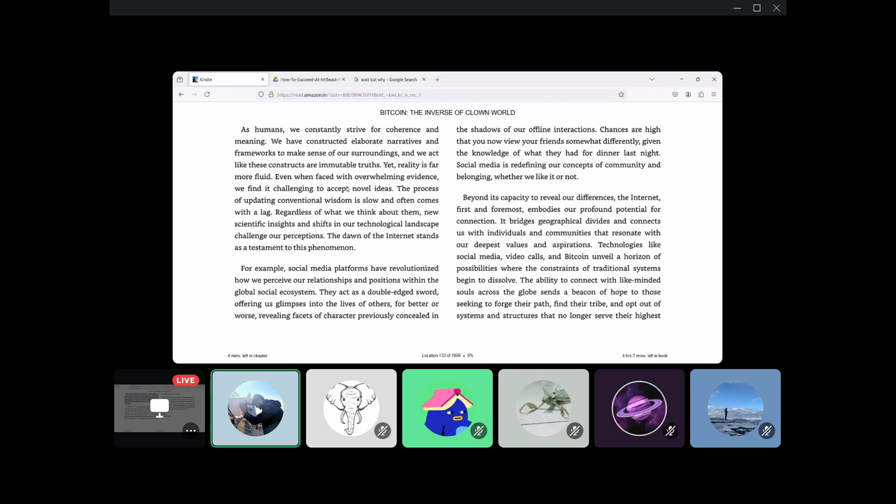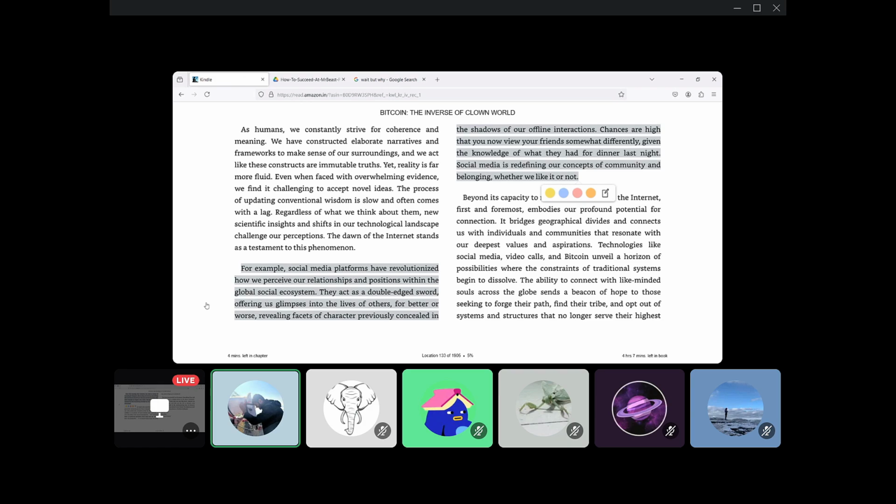But yeah, this tells us more about human nature itself, that the process of updating conventional wisdom is slow, often comes with a lag, and new scientific insights and shifts in our technological landscape challenge our perception. Even though the internet itself is so new that we are still trying to wrap our heads around what the internet does to the human mind, human connections. Something like Bitcoin was an offshoot of the internet, so understandably, it is taking a lot of time for a lot of people to understand.